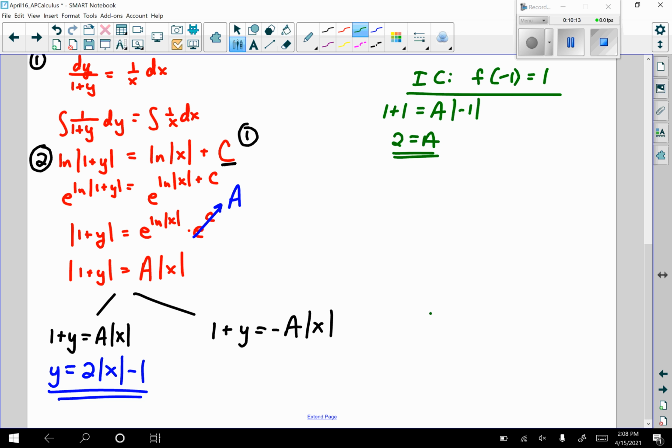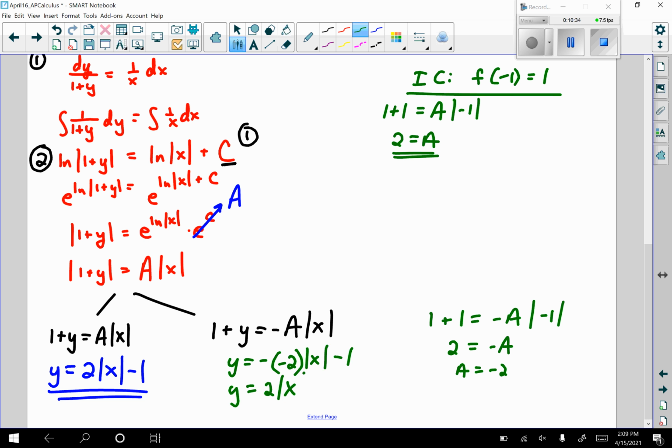If we did 1 + 1 equal to the opposite of a times the absolute value of -1, we still get 2. In this case, we're going to get a equal to -2. But if we substituted that back in, we're going to get y equal to the opposite of a. So guess what? That turns back into a positive 2. And we get the same solution here. So that's why I'm saying most of the time we can just go based off of this. All right, so we get 1 point for using the initial condition.